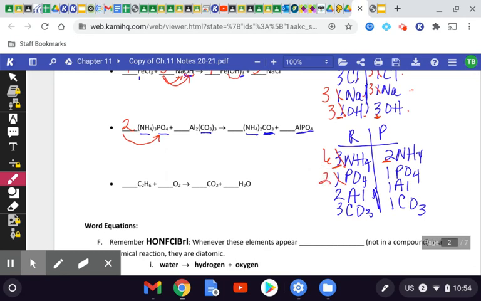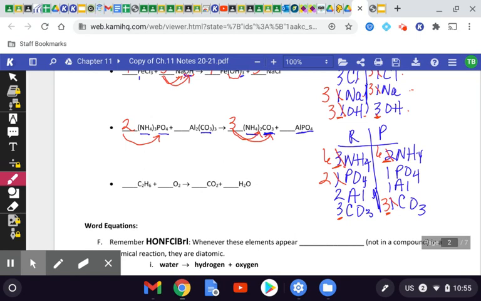On my product side, I'm going to put a coefficient of 3 there because 3 times 2 is 6, so that gives me 6 ammoniums. And now I have 3 times 1 carbonate, which makes this 3, which is great because I had 3 carbonates on the left. Now I also have 3 carbonates on the right.